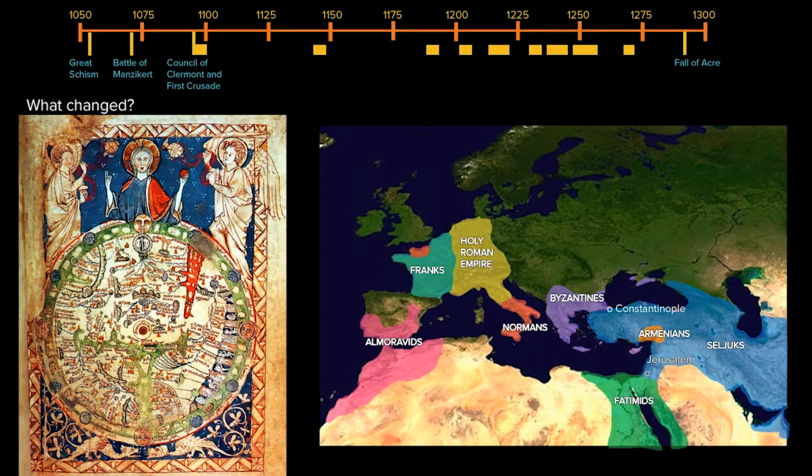We saw that the Crusader states that they established in the Near East didn't last that long, but there were some other impacts that did have some profound effects on Europe itself. So, how does this picture help us understand what some of those impacts were?